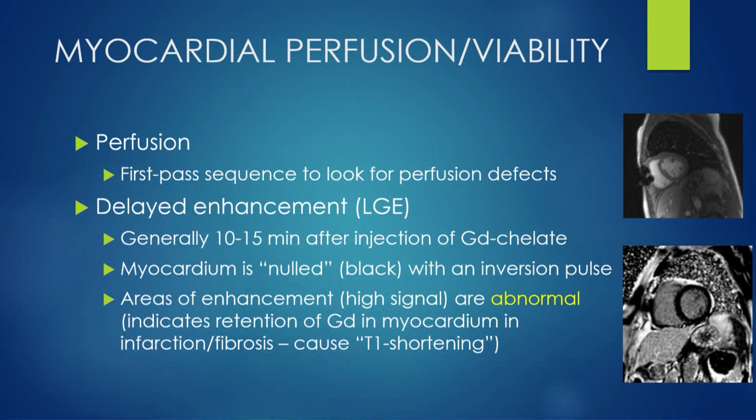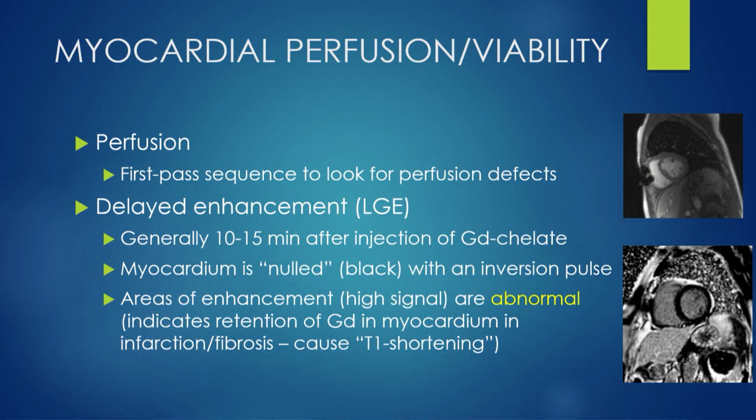And then finally, delayed enhancement. After you've given your gadolinium chelate, you'll wait about 10 minutes, and then you'll null the myocardium, which means make it black, using what's called an inversion pulse, and I'll talk a little bit about this in a second. And then you're looking for areas that are not black. So if you look at the lower image there, it's all black. That's normal.